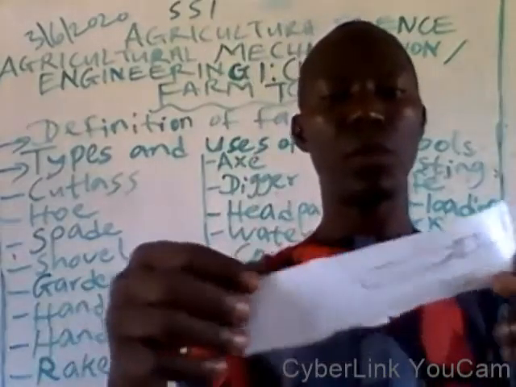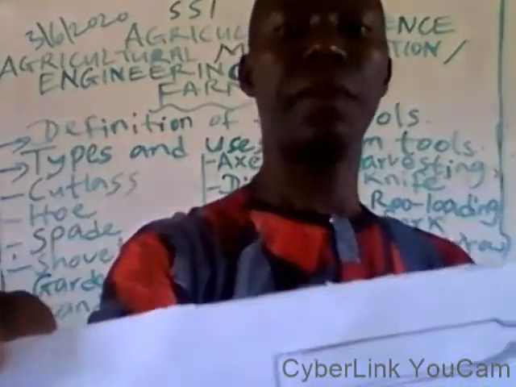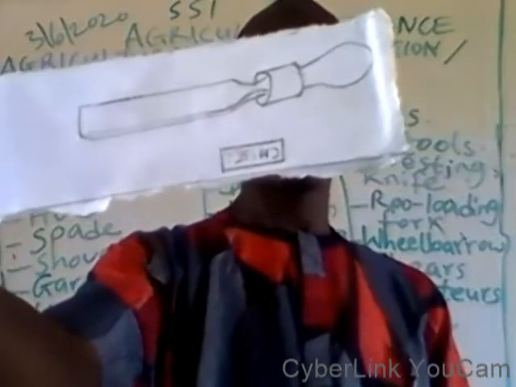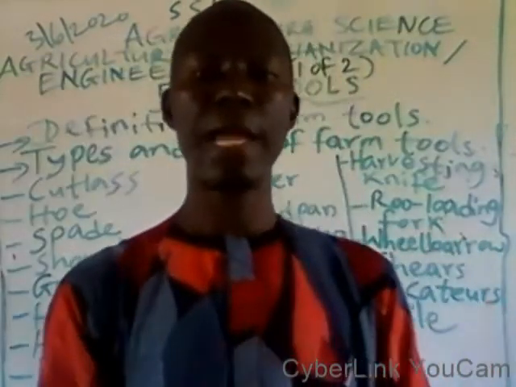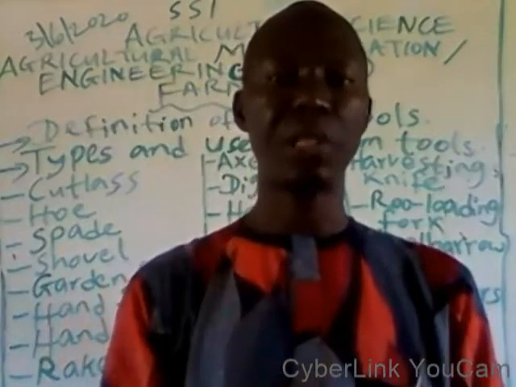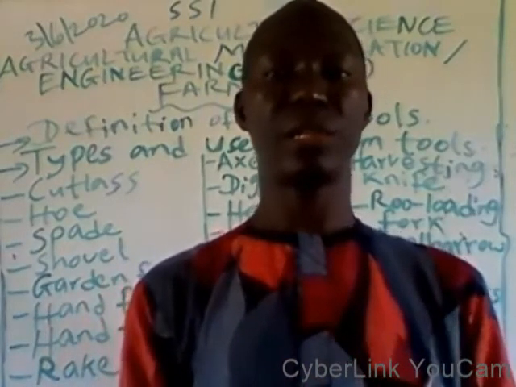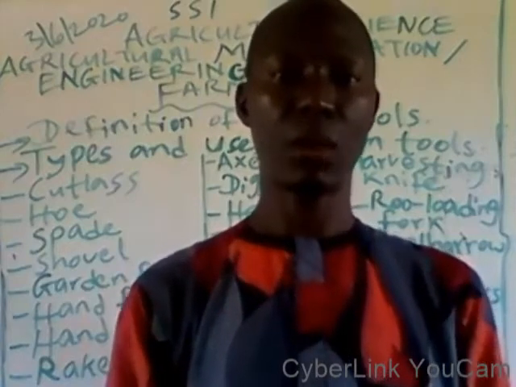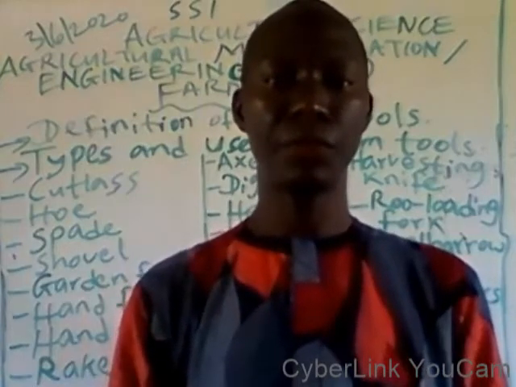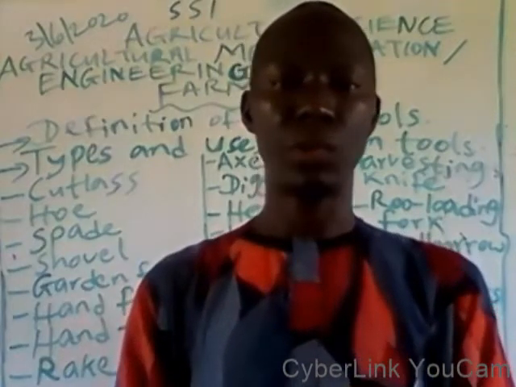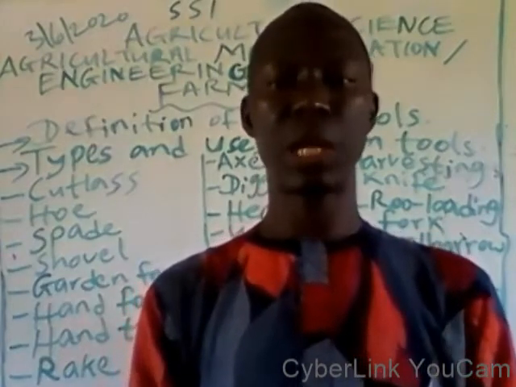Well, here we also have the file or chisel. It is used for filing or sharpening of the blades or blunt edges of farm tools such as cutlass, the knife, and the hoe. When their edges are blunt, when their blades are blunt, you use it to sharpen them.